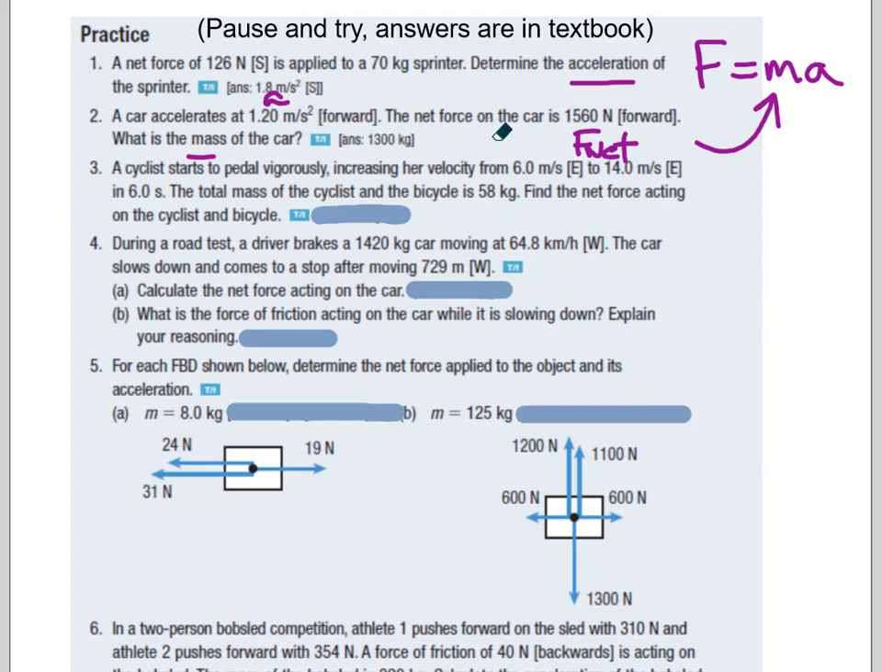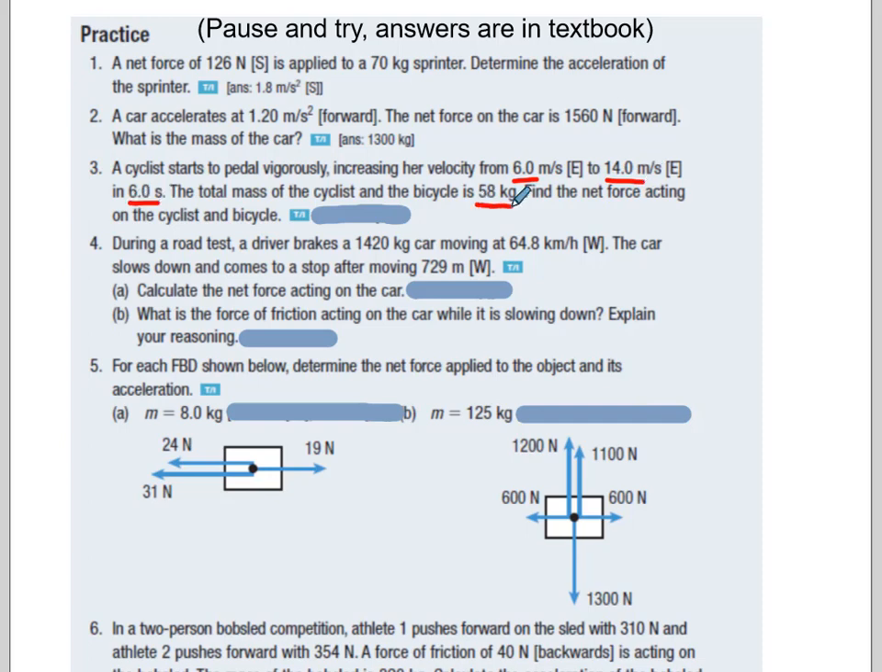A cyclist starts to pedal vigorously, increasing her velocity from 6 meters per second to 14 meters per second in 6 seconds. So you can probably already see where this question's going. We're going to have to do some sort of kinematic expression to come up with the acceleration. So using here, here, here, we can come up with the acceleration.